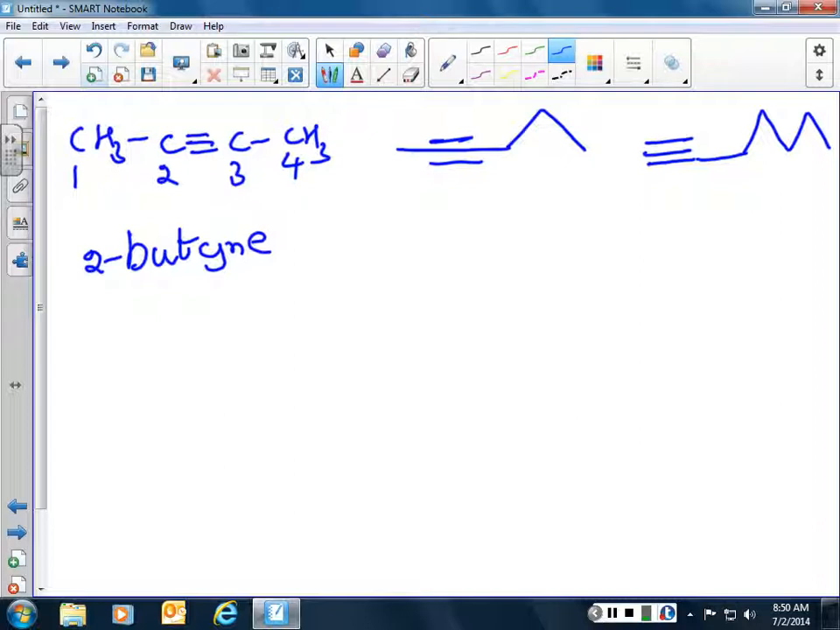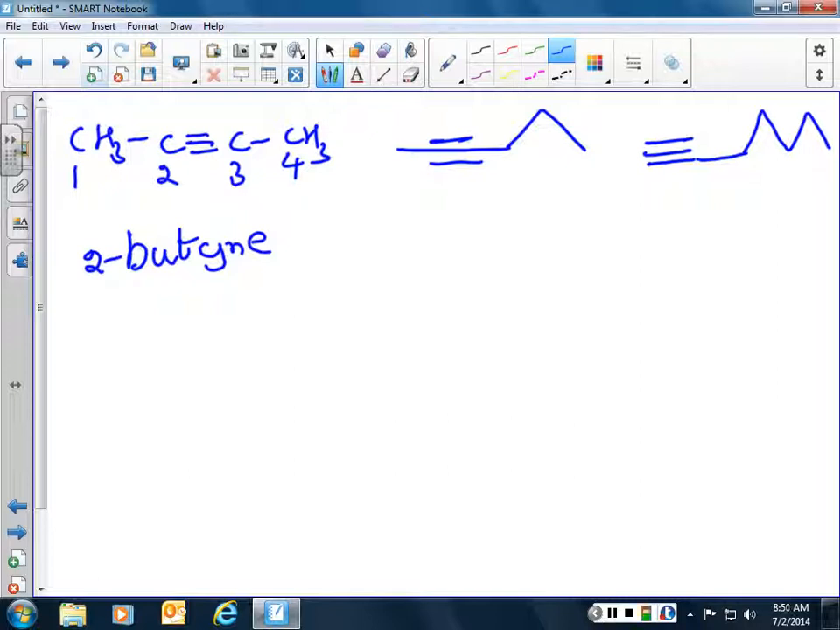Correct. So in this case, it's difficult to write the skeletal structure, so that's the reason I wrote the convention. Sometimes it's difficult to write the skeletal structure because it's a small molecule. Now let's write for the next one.